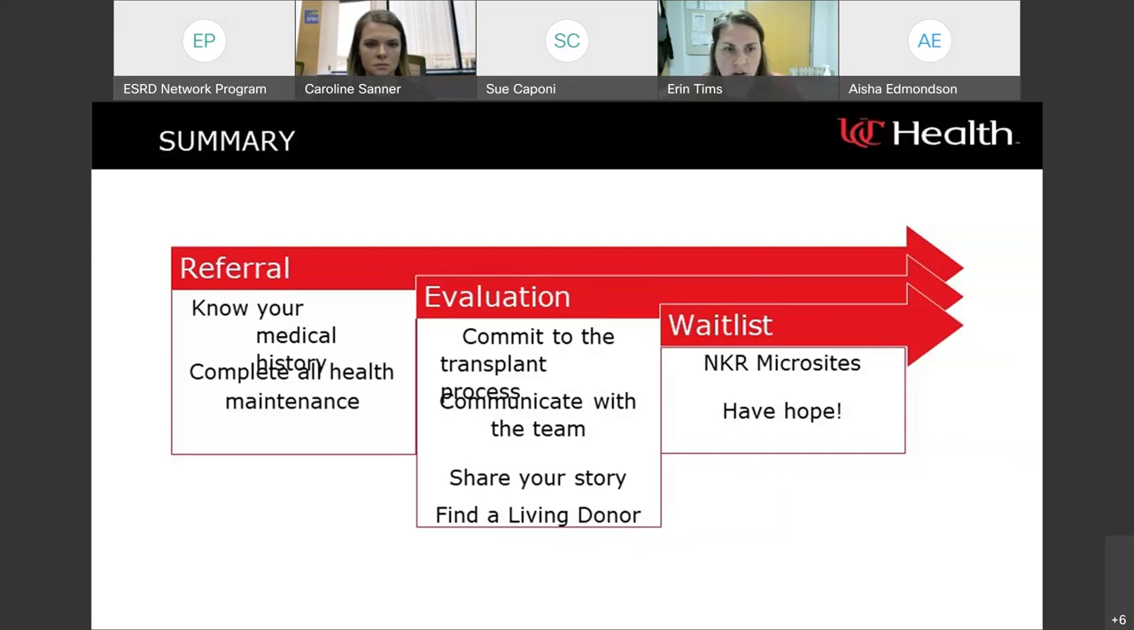So that's what I wanted to show here: the referral, having your history, having your maintenance already done, the evaluation part, committing to the process. That means making sure you've got that support, sharing your story, trying to find a living donor. And then while on the wait list, continuing to look for that living donation and to have hope. I mean, this is why we're here. We're here to help people get to that transplant.